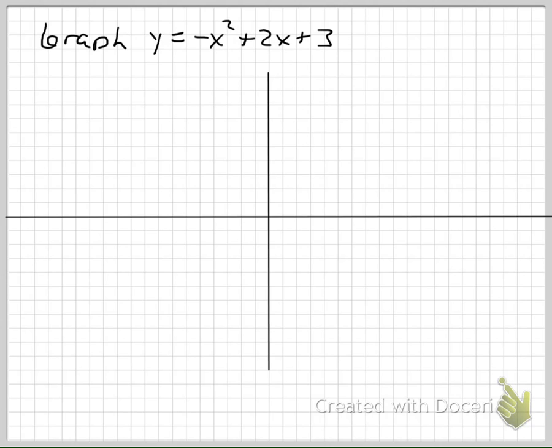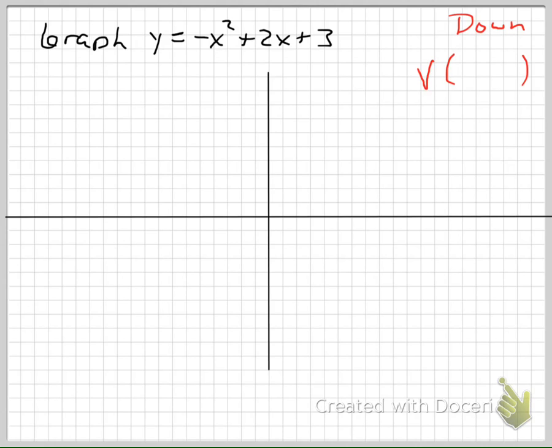Okay, so let's do this one. I have this equation, y equals negative x squared plus 2x plus 3. What? It's going to go down. Very good, because the problem leads off with a negative. Where is it going to go down? How far is it going to go down? We're going to figure all that out. But we know it's going to go down.